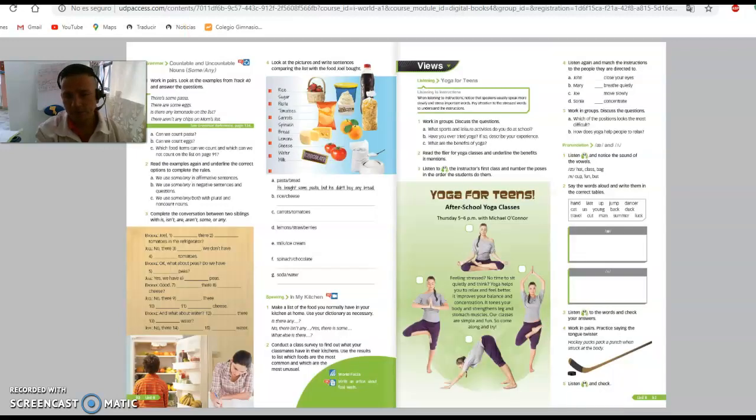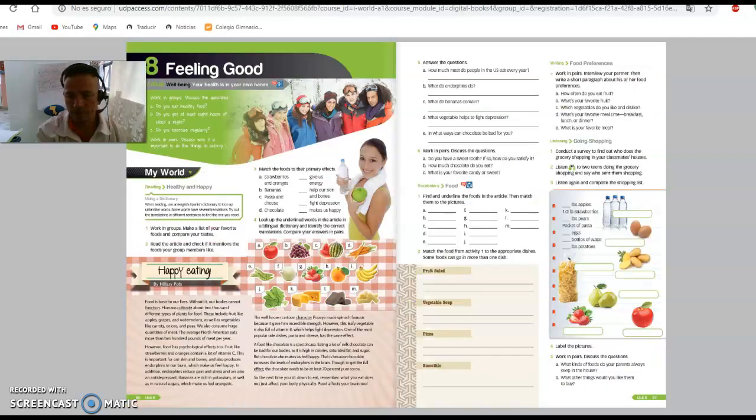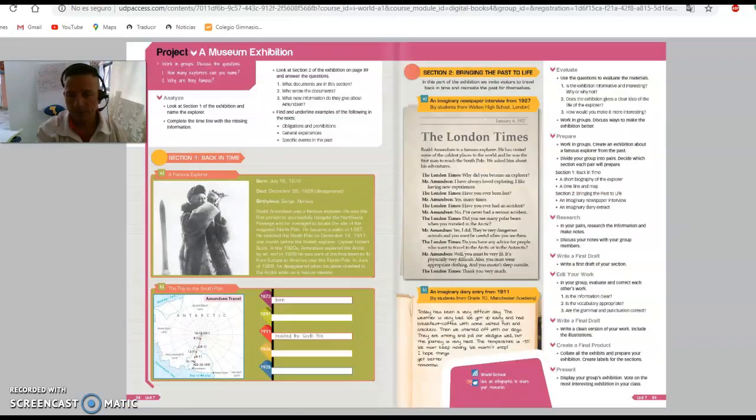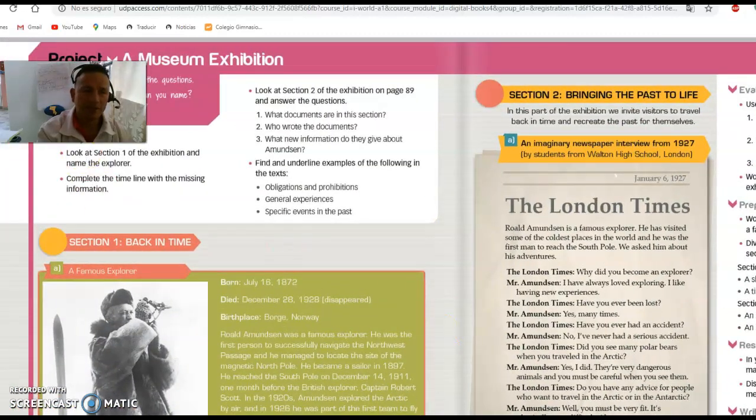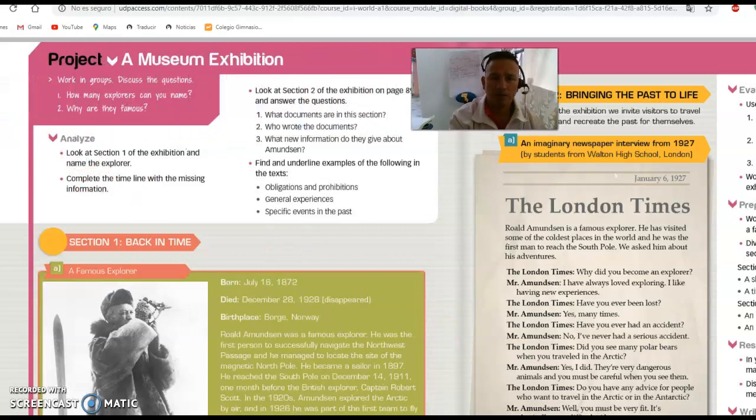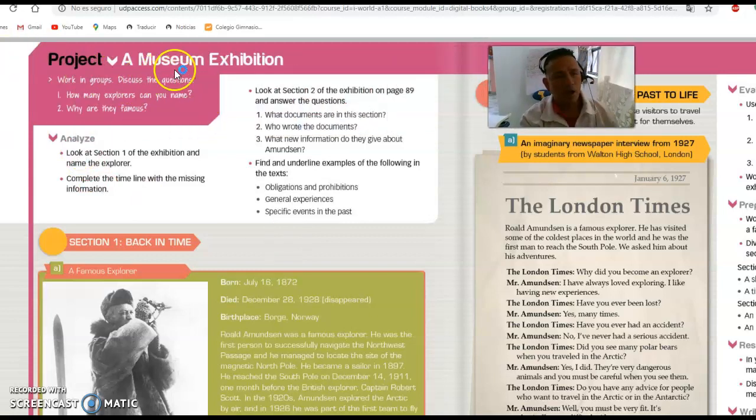And this, yes, right here. Oh my God, it's not here. Hold on, one moment. Yeah, it's here. Here is the project. Notice this. You see the project. I'm using exhibition, where how many explorers can you name? Why are they famous? So the general project is that you need to investigate about one famous explorer.